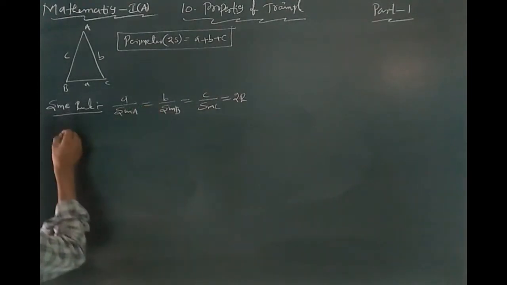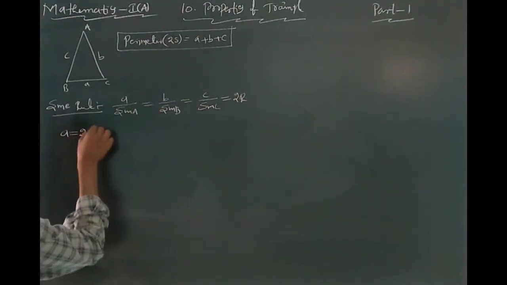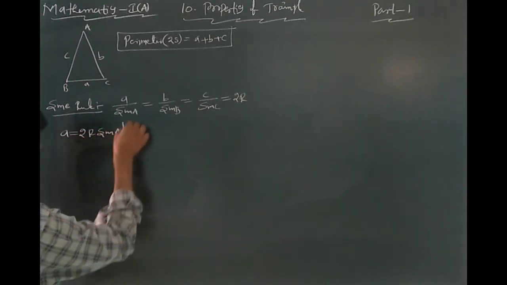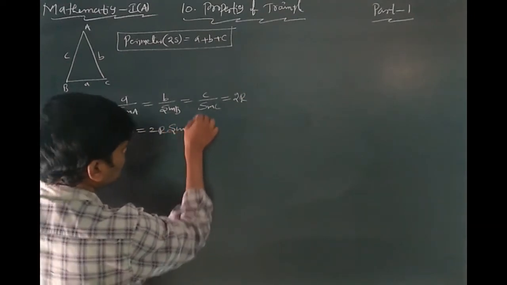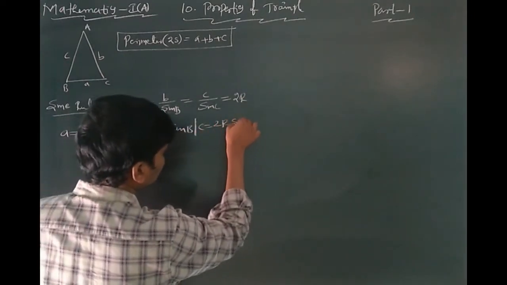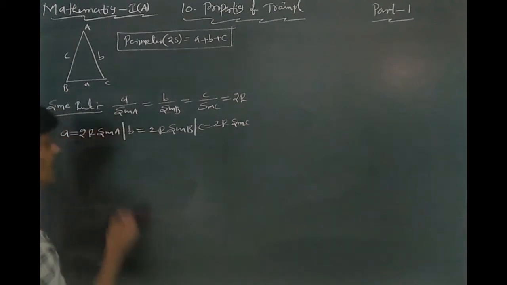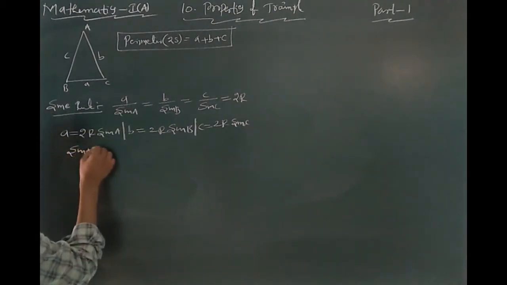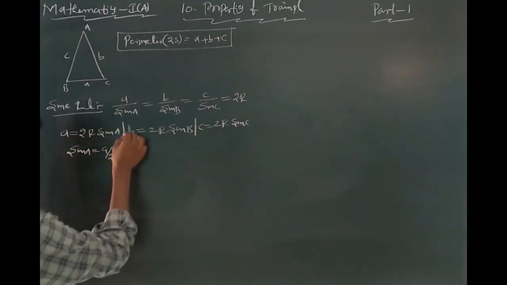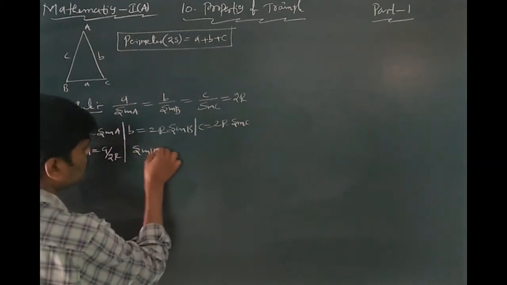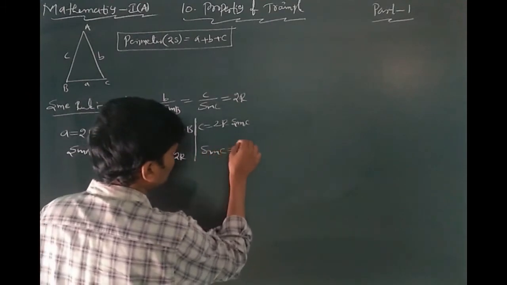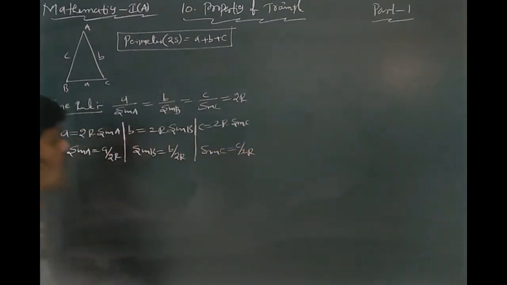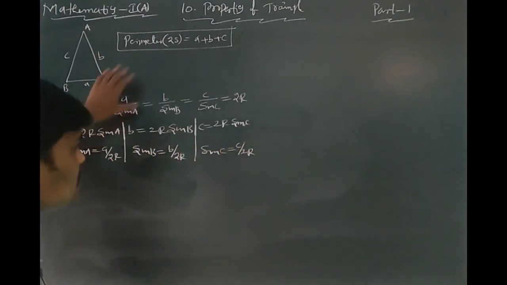From this formula you can deduce a is equal to 2R sin A, b is equal to 2R sin B, and c is equal to 2R sin C. Similarly, sin A is equal to a by 2R, sin B is equal to b by 2R, and sin C is equal to c by 2R. These formulas are derived from the sine rule. This is the sine rule.